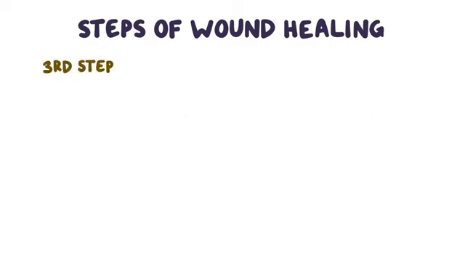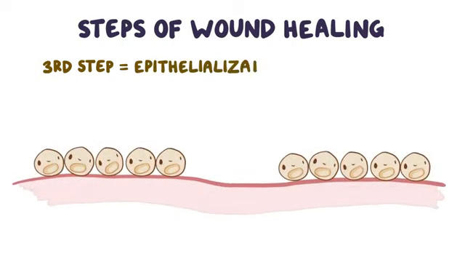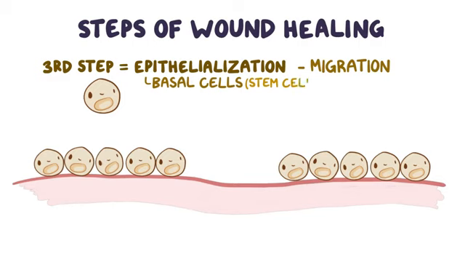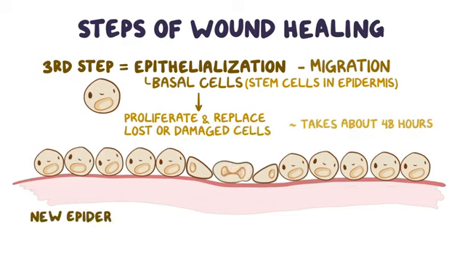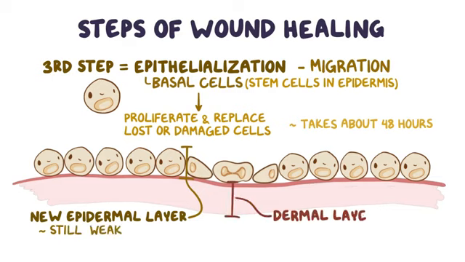Now, the third step of wound healing is epithelialization, or migration, which is where basal cells, or the stem cells in the epidermis, start to proliferate in order to replace the lost or damaged cells. This process takes about 48 hours and ends when the epidermal layer is rejuvenated. But this newly formed epidermal layer is still kind of weak because the strong dermal layer below hasn't yet regenerated.